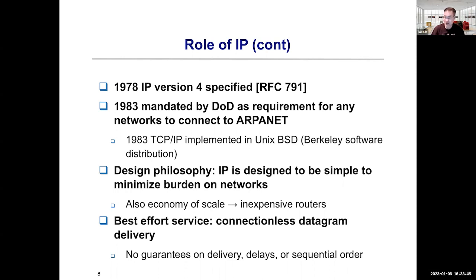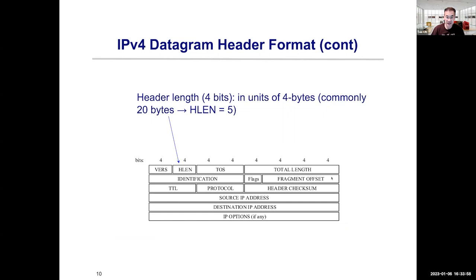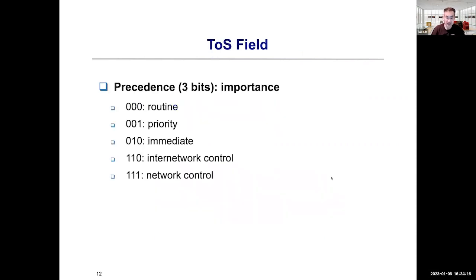So let's take a look at the IP header. The version 4 IP datagram format is just like this. The version is either version 4 or version 6, okay? Then the header length tells you how big the header is, right? Then there is the TOS, type of service, original definition, where the PPP bits stand for precedence, just like here: routine, priority, immediate, internet control, network control. Network control is higher priority.